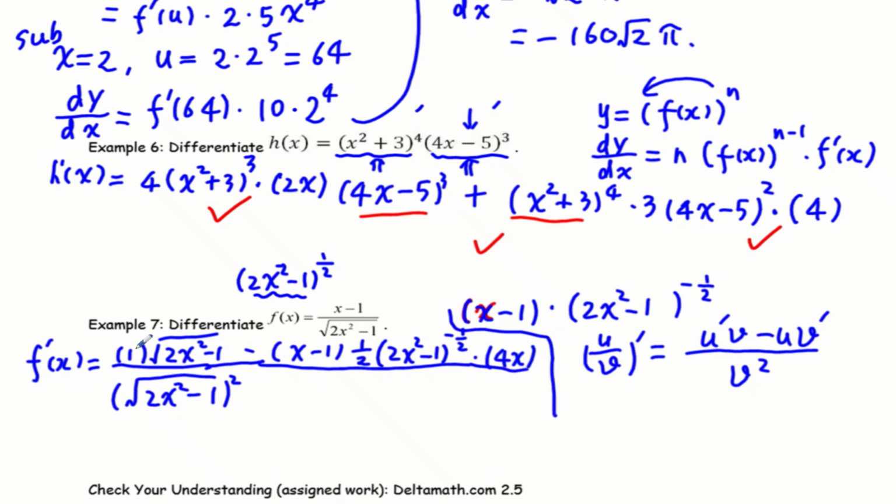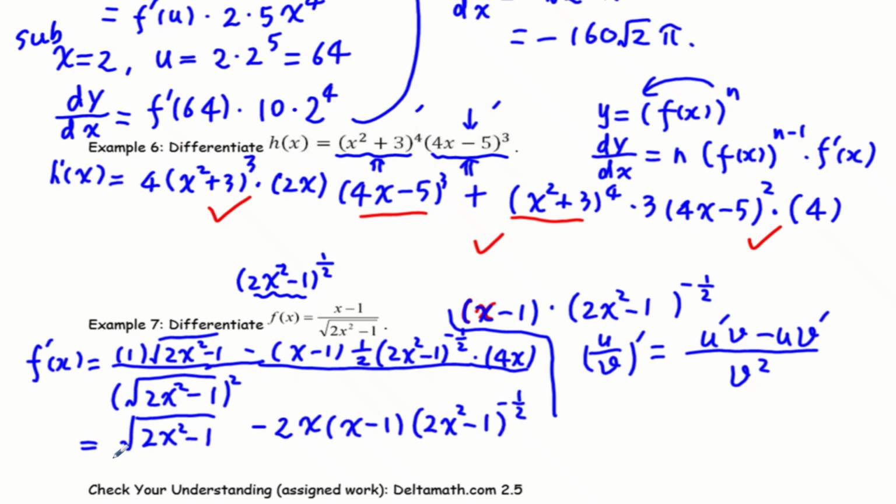And you just simplify a little bit. So this is 1 times, don't change, just square root of 2x squared minus 1. Then 1 over 2 times 4 gives you 2. So we put the x at front, x times the bracket x minus 1, multiplication order doesn't matter, then 2x squared minus 1 to the negative 1 over 2, all over the denominator squared. Square and square root are inverse functions, they cancel out. We only have 2x squared minus 1 left.